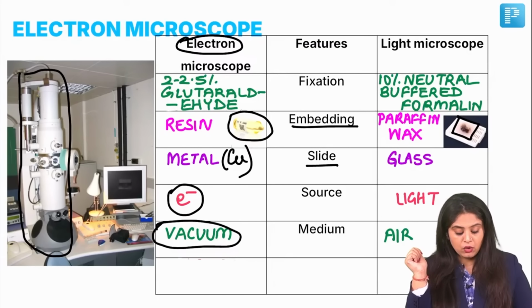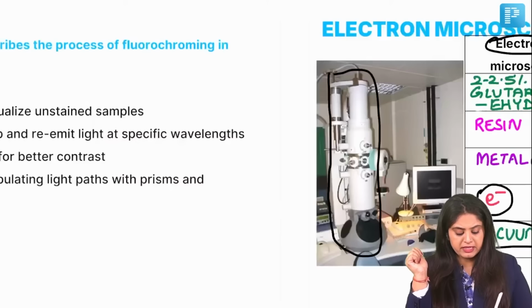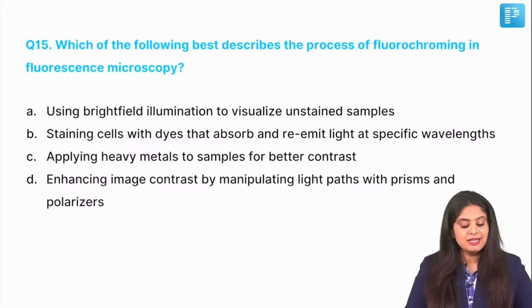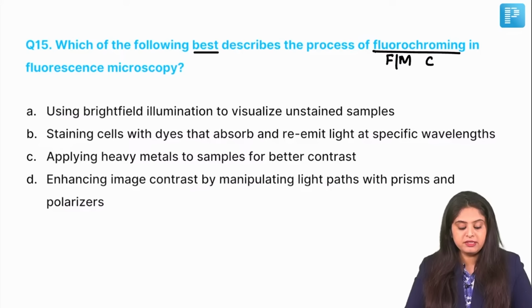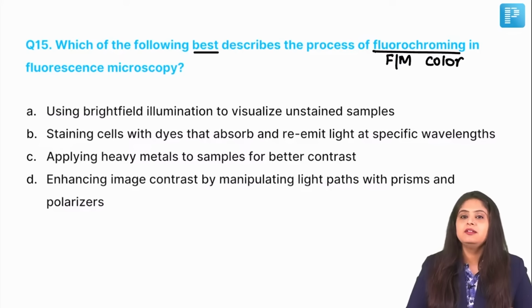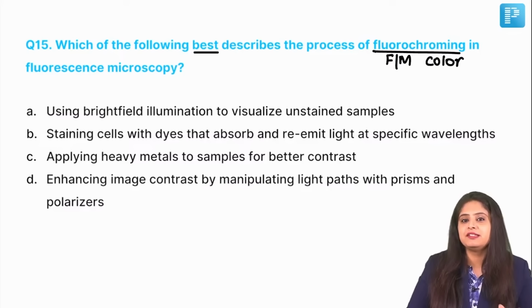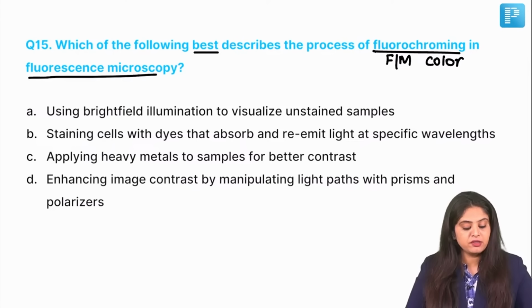I think all of these are done, and now I can go back to the last microscope, since we have read so much. So this question I also gave you: which of the following best describes the process of fluorochroming? Fluorescent microscope, obviously. Chroming means adding some color. You must be adding all those fluorescent dyes, ma'am, pink, blue, green, and using a fluorescent microscope.